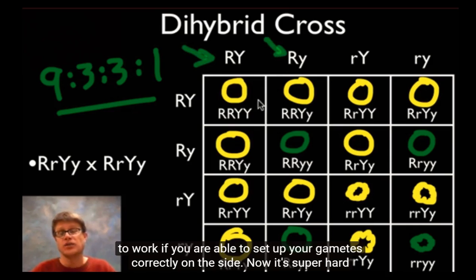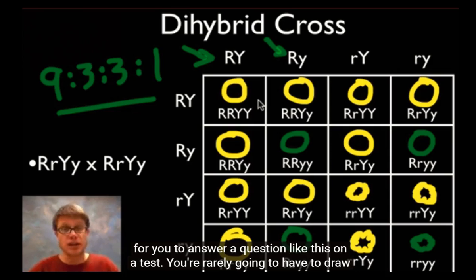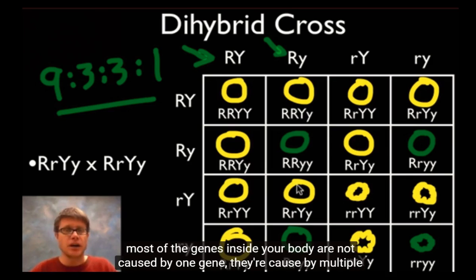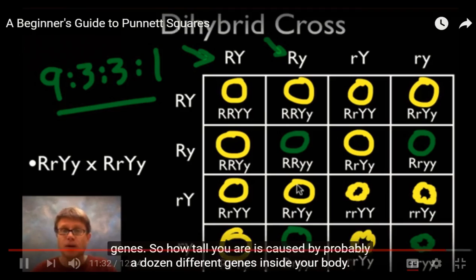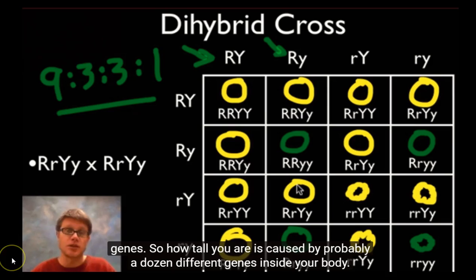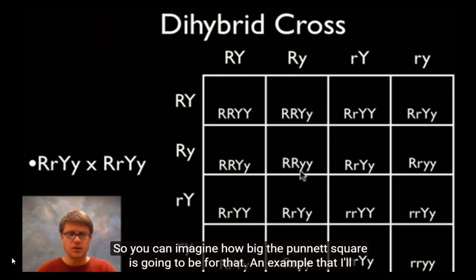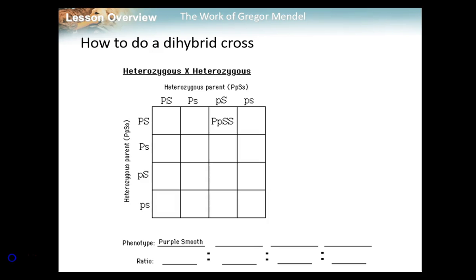Now, it's super hard for you to answer a question like this on a test. You're rarely going to have to draw a dihybrid cross. But it's important that you understand the concept of it, because most of the traits inside your body are not caused by one gene, they're caused by multiple genes. So how tall you are is caused by probably a dozen different genes inside your body. So you can imagine how big the Punnett square is going to be for that.